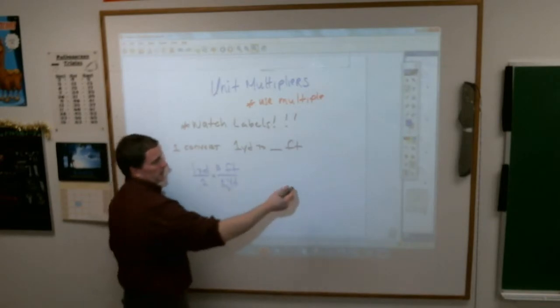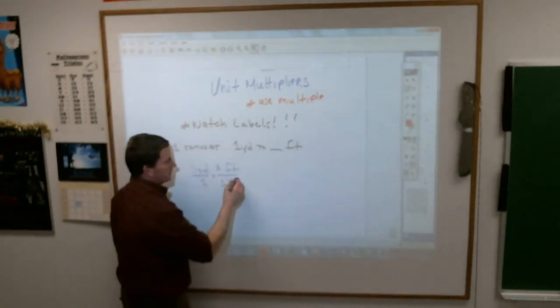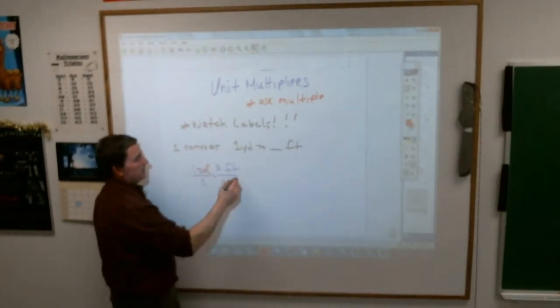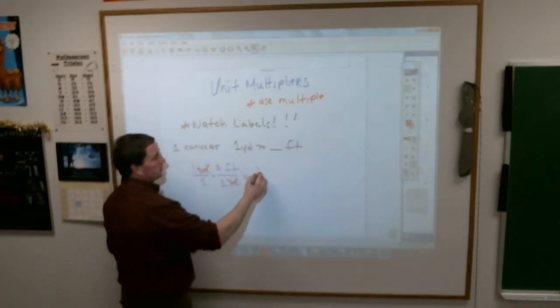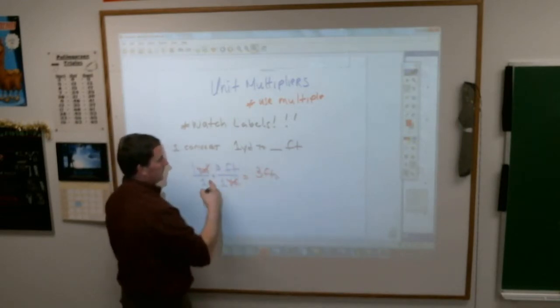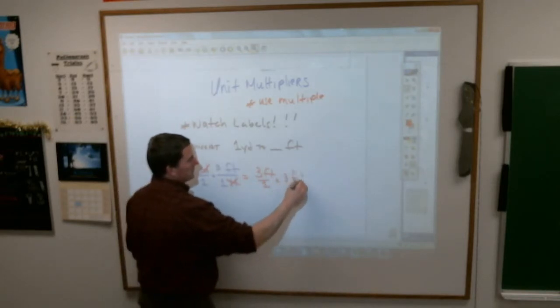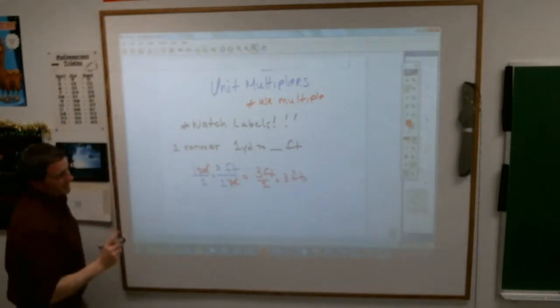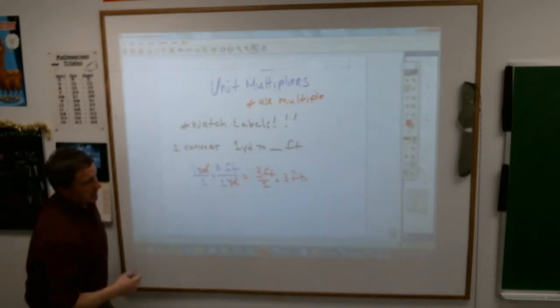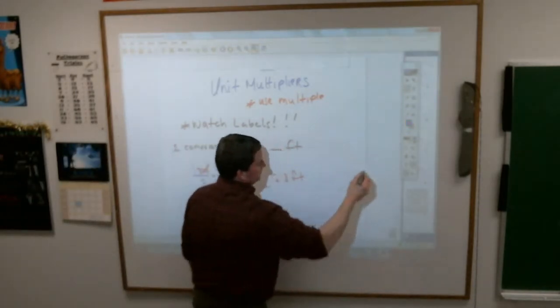So in doing the work here, don't forget to cross off the labels. Yards cross off. 1 times 3 is 3 feet, and 1 times 1 on the bottom is just 1, so I end up with 3 feet. We did this before, but let's shake it up a little bit here.